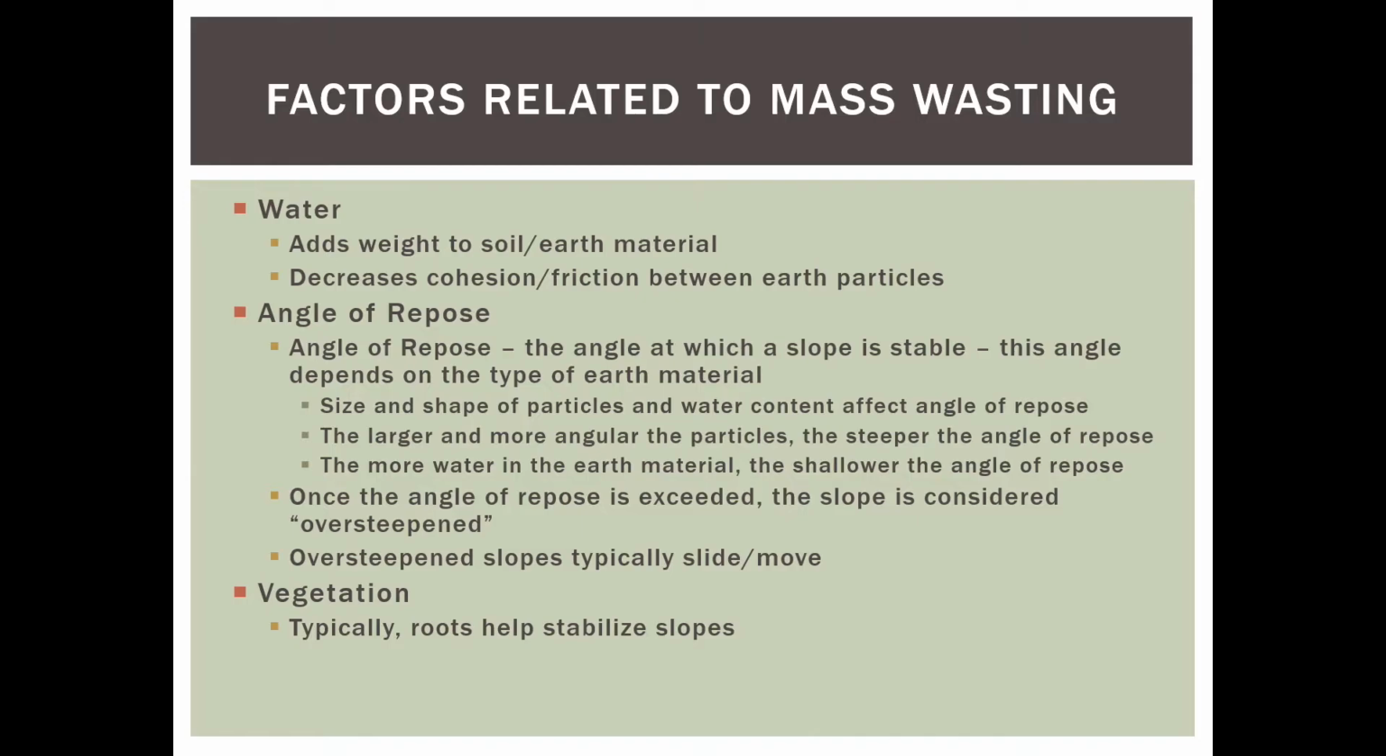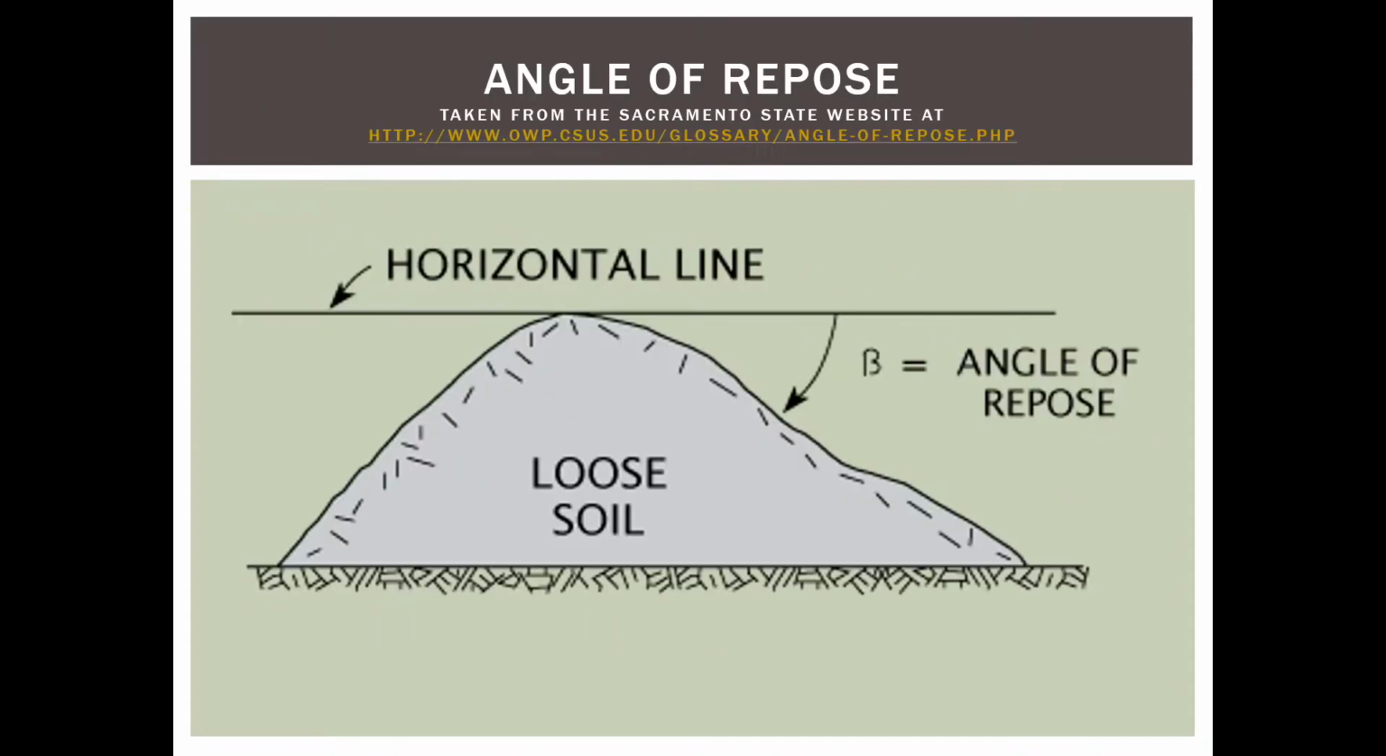Okay. Third factor related to mass wasting is vegetation, because the roots of vegetation typically stabilize slopes. That's why you'll see when new slopes are cut, like roads are cut through, those slopes will be immediately planted with grasses and weeds and things of that nature. They want to get those root systems in there to hold those slopes in place so they don't slide. And again, there's our angle of repose.